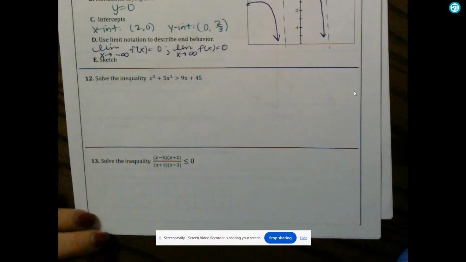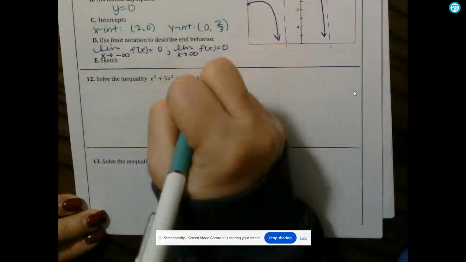All right, solve the inequality. So remember, first thing we want to do is set our inequality equal to 0.